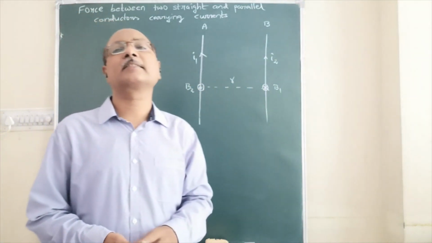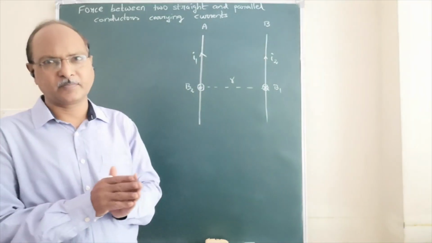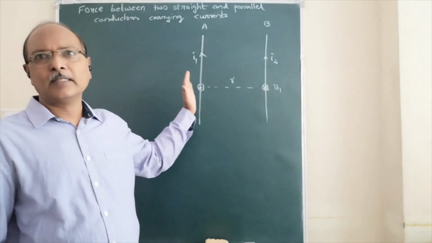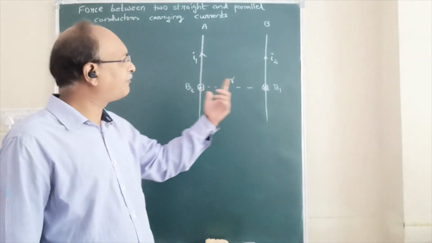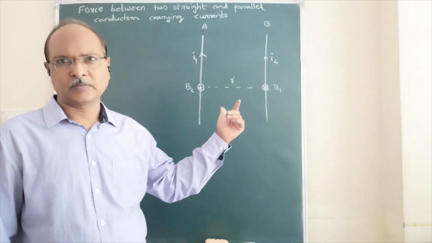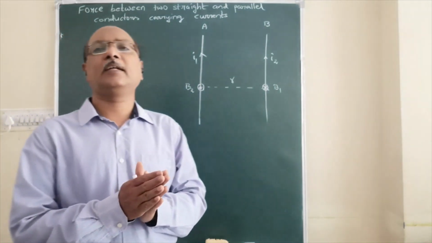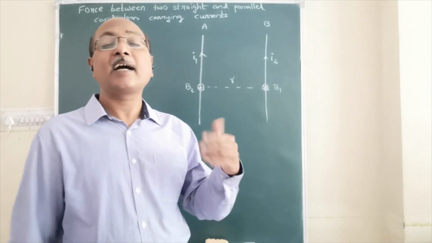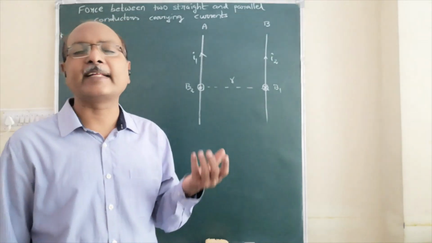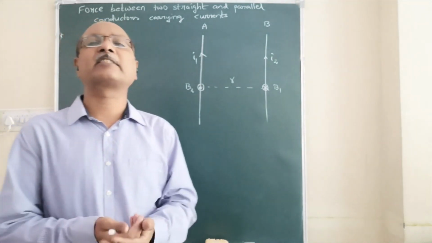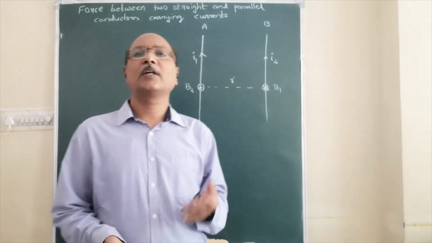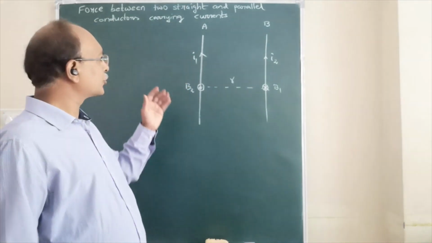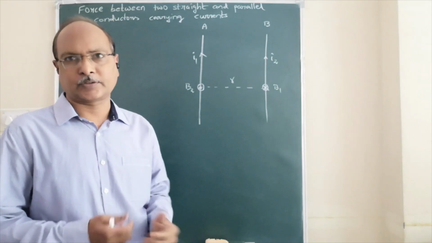So what happens is when current is passing through any wire, there will be a magnetic field around it. So in that magnetic field, if you place any other conductor which is carrying a current, then it will experience a force. So here we are finding the force between the two conductors.